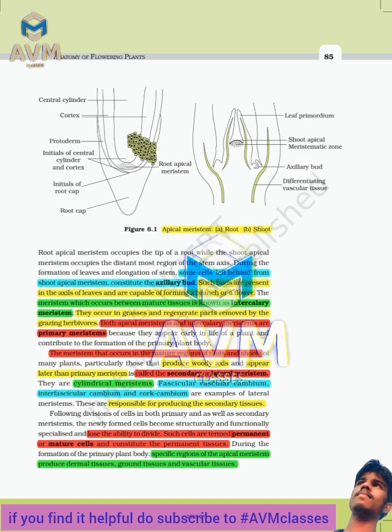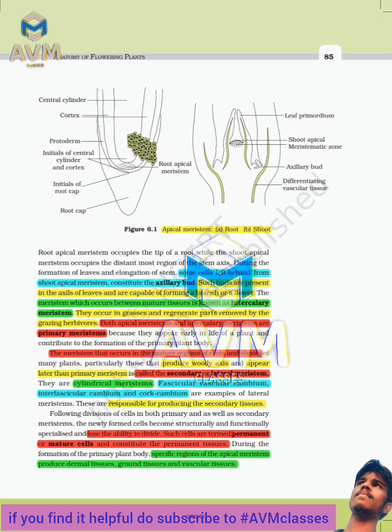During the formation of leaves and elongation of stem, some cells left behind from shoot apical meristem constitute the axillary bud. Such buds are present in the axils of leaves and are capable of forming a branch or a flower. The meristem which occurs between mature tissues is known as intercalary meristem. They occur in grasses and regenerate parts removed by the grazing herbivores. Both apical meristems and intercalary meristems are primary meristems because they appear early in the life of a plant and contribute to the formation of the primary plant body.